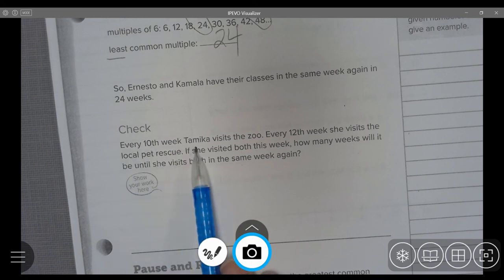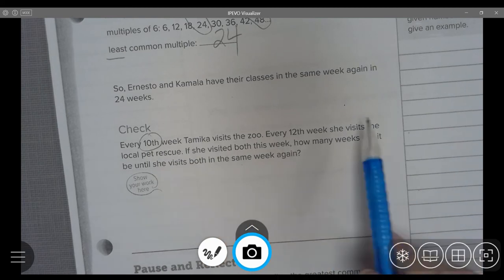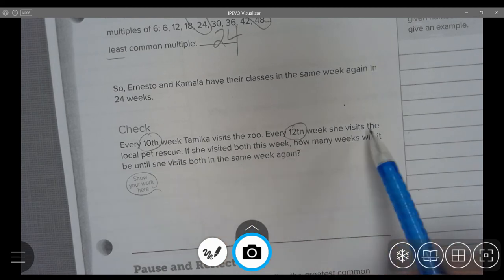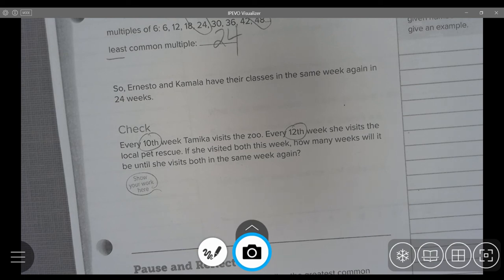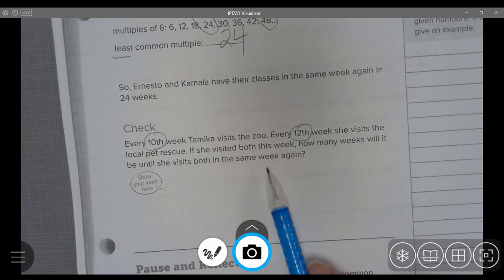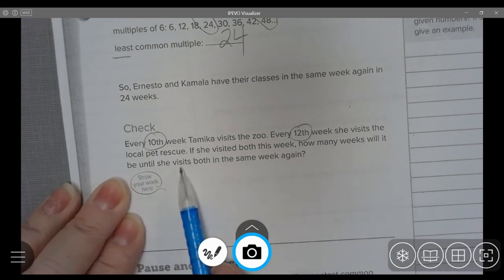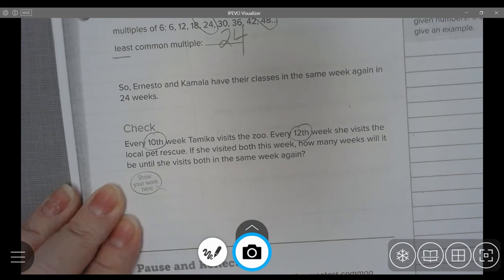Every 10th week, Tamika visits a zoo. Every 12th week, she visits the local pet rescue. If she visits both this week, how many weeks until she visits both in the same week again?